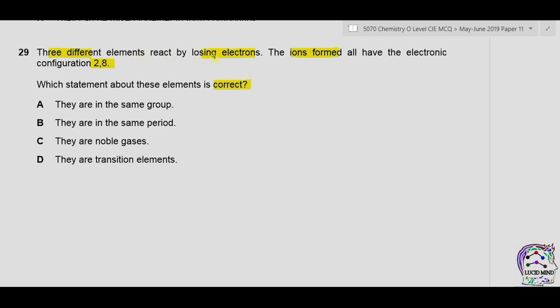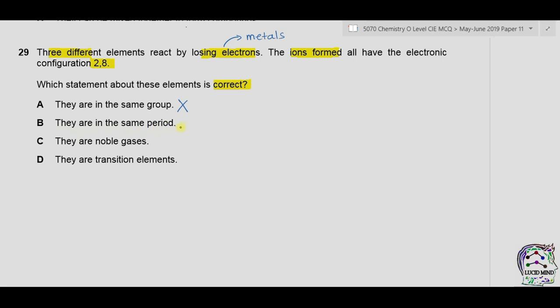Now these elements react by losing electrons. It means that these elements are actually metals because metals react by losing electrons. A, they are in the same group. This is incorrect because after losing electrons, the electronic configuration will not be the same. It will be different for each element of the group.